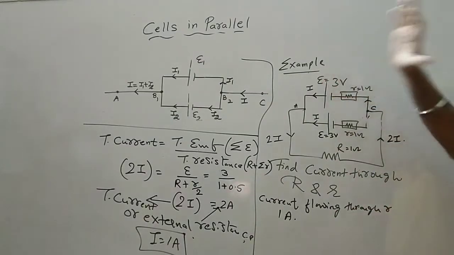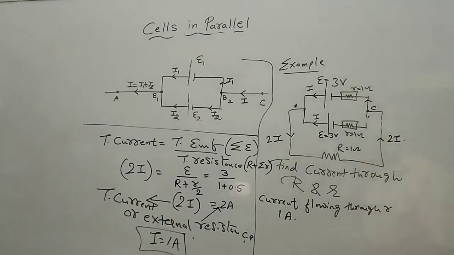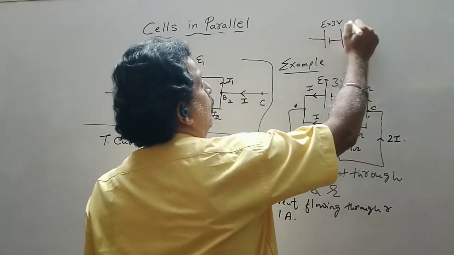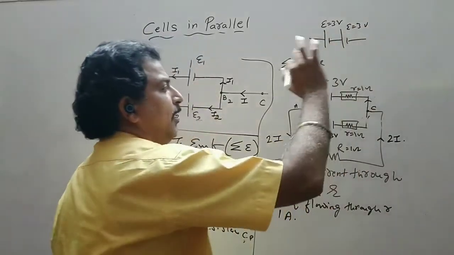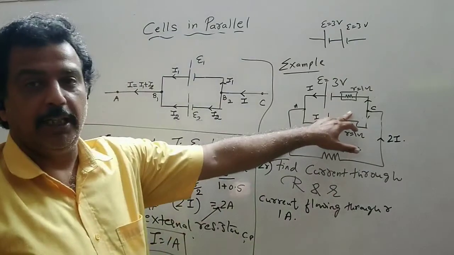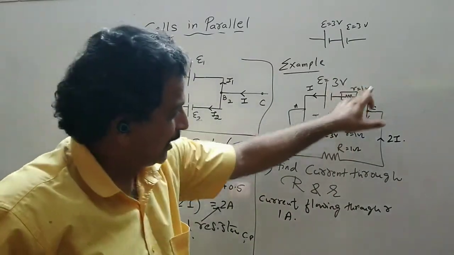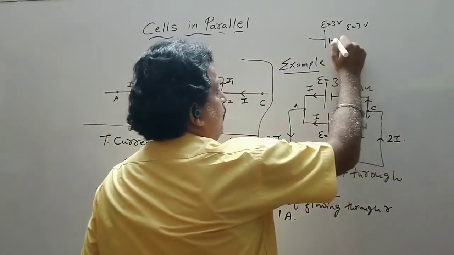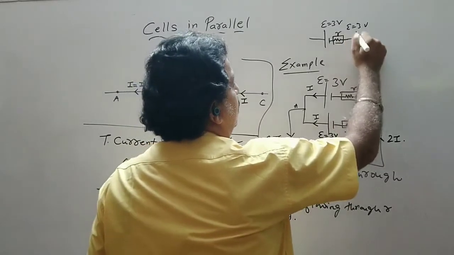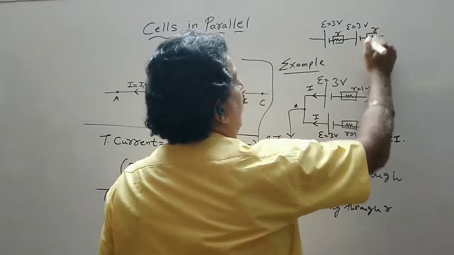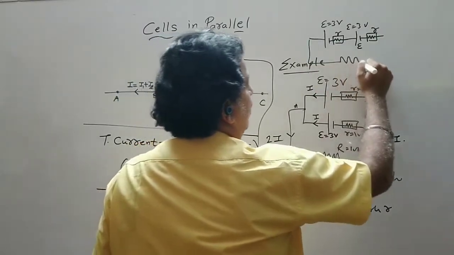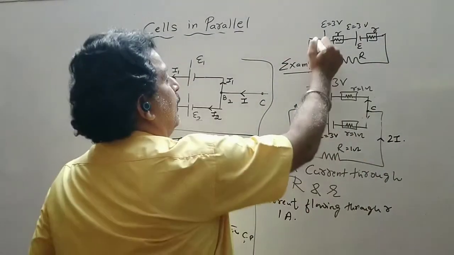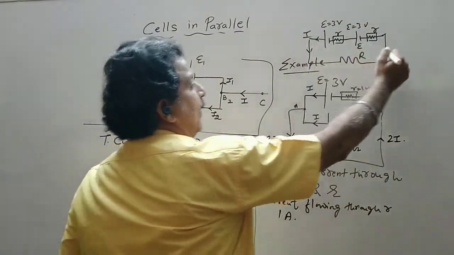Now suppose we have the same cells, same internal resistance, but they are now connected in a series combination. Say E is equal to 3 volt, E is equal to 3 volt, both have internal resistance. One way to draw the internal resistance is to draw a resistance and keep it in a box. That is the symbol for an internal resistance. So here this is the internal resistance of cell 1, then cell 2, internal resistance r. Now the total external resistance is R. Now if it is a series combination, let the current flowing through the circuit be I.